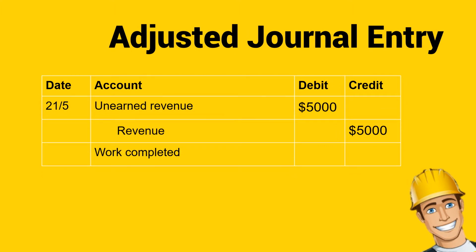Now let's say, finally, on the 21st, Bob completes the job. He would need to adjust his previous entry as the accounts will not reflect his earned revenue. He would debit unearned revenue and credit his earned revenue account, both for $5,000, causing his liabilities to decrease and his equity to increase.